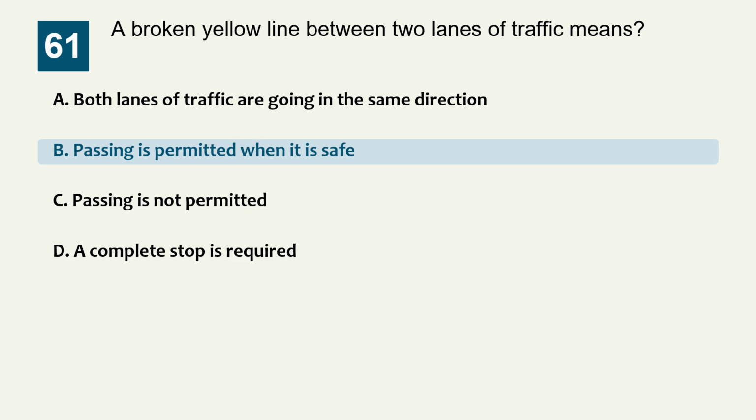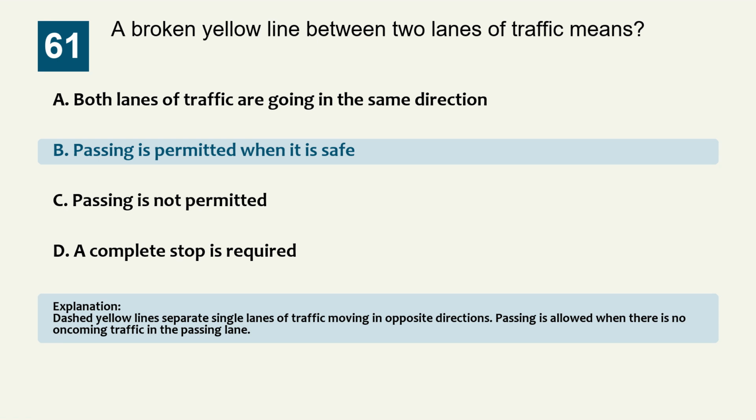The correct answer is option B. Passing is permitted when it is safe. Dashed yellow lines separate single lanes of traffic moving in opposite directions. Passing is allowed when there is no oncoming traffic in the passing lane.